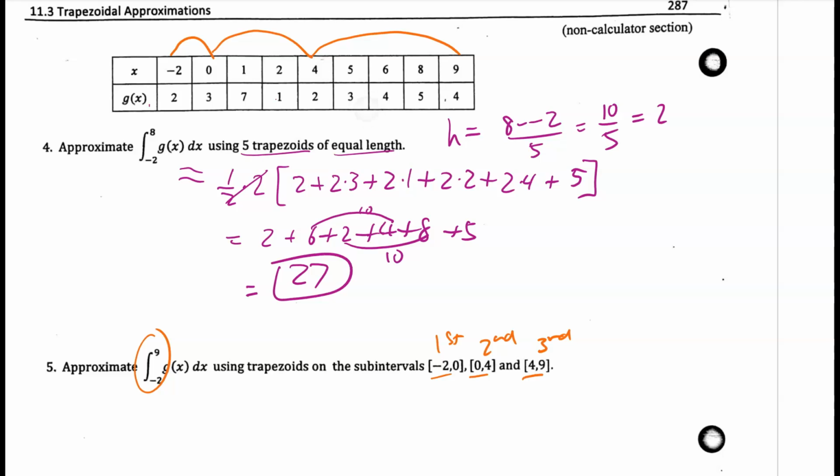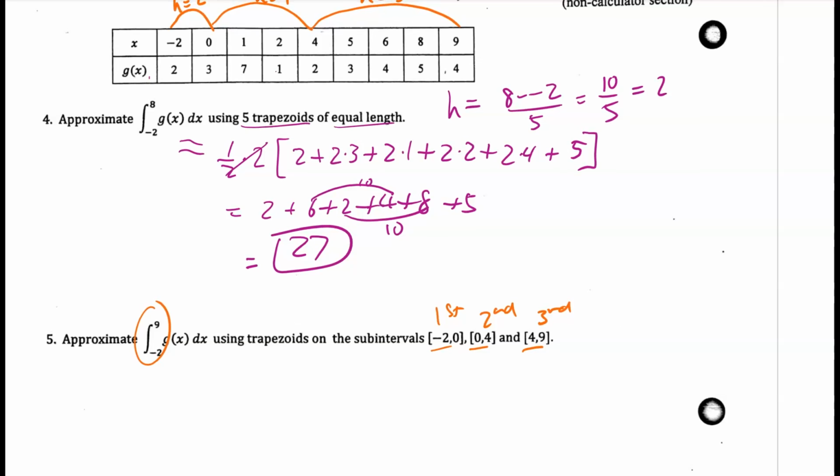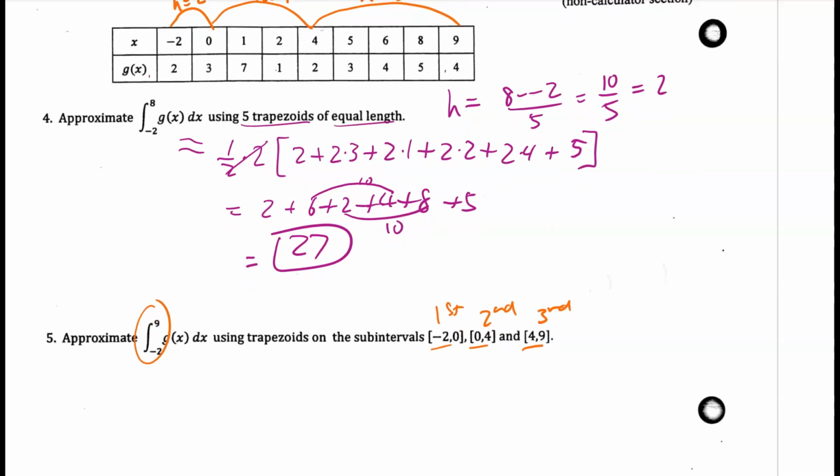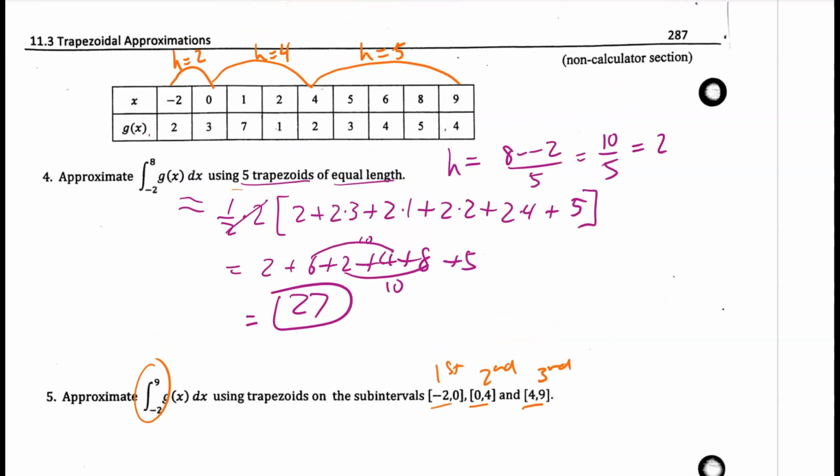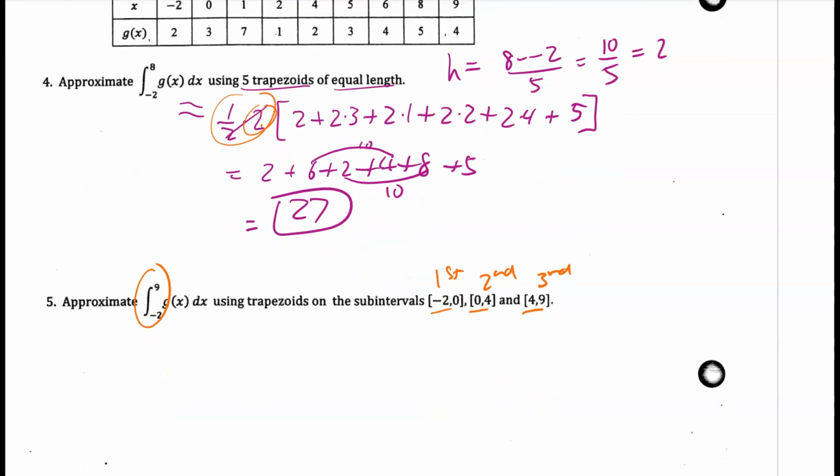So for this first one, that's a height of 2. This is a height of 4. To get from 4 to 9, that would be 5. All right. So now, we're not going to do the fancy doubling stuff in the middle, because that only happens when you've got equal subintervals and you can factor out that 2. That's not happening here.